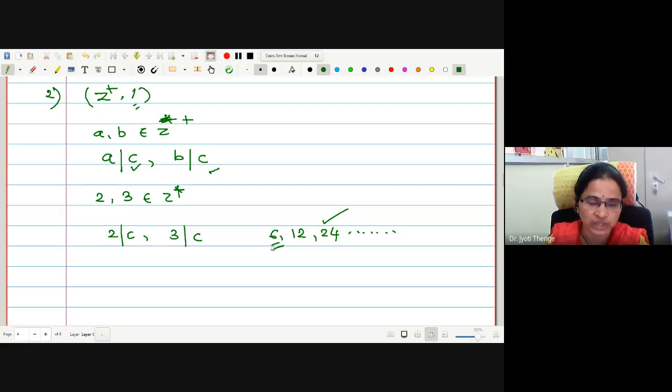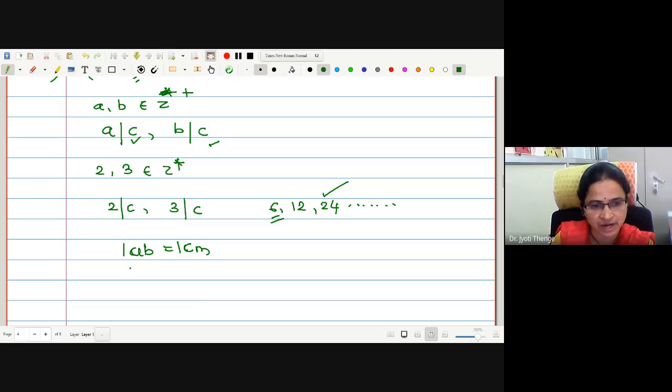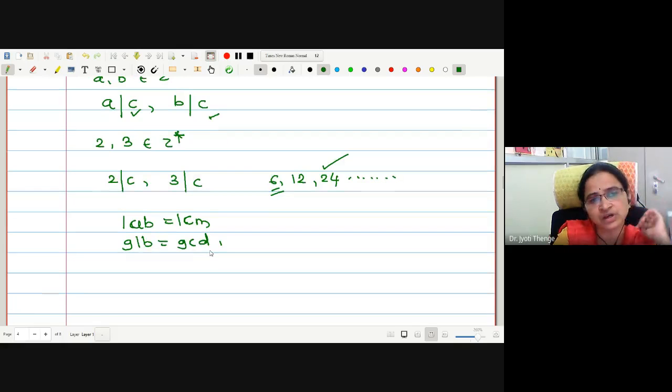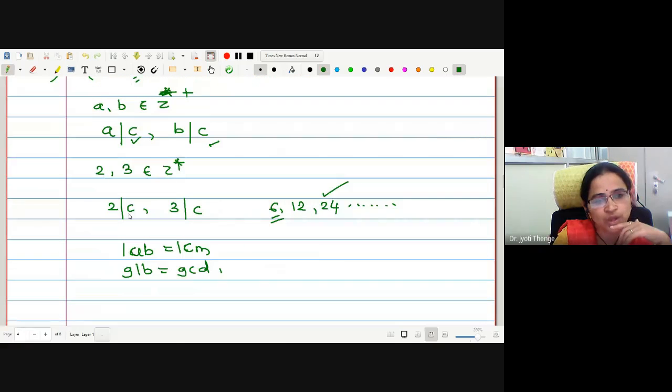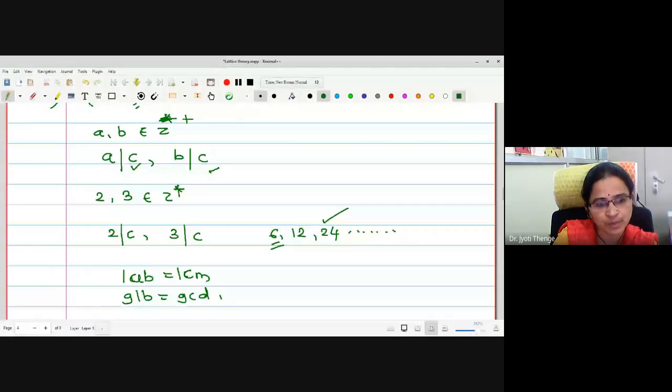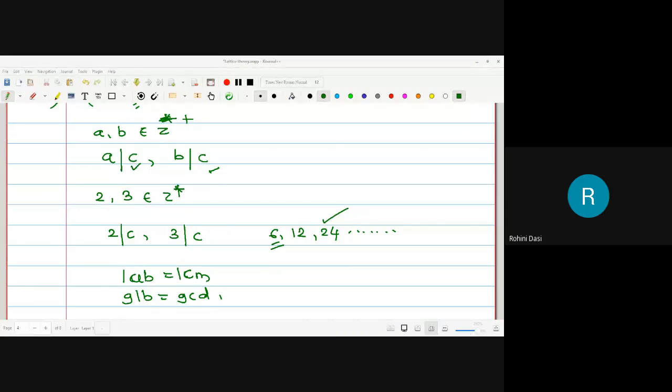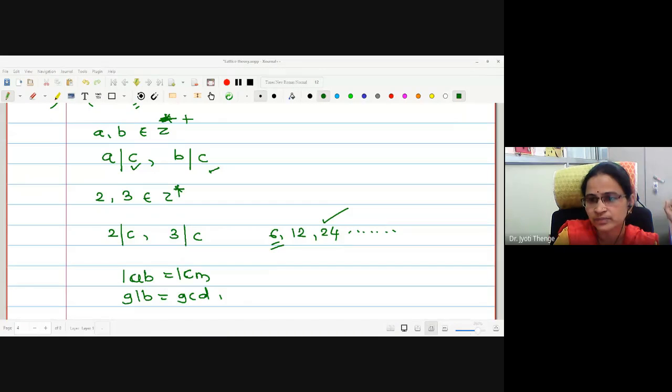Therefore, in the divisibility relation, the least upper bound will be the least common multiple, and on parallel lines I can say that the greatest lower bound is the GCD of the two numbers. With this relation, Z plus with divisibility is a lattice. Okay, are students getting this example or not? You can stop me anywhere. Very simple examples I am considering actually.